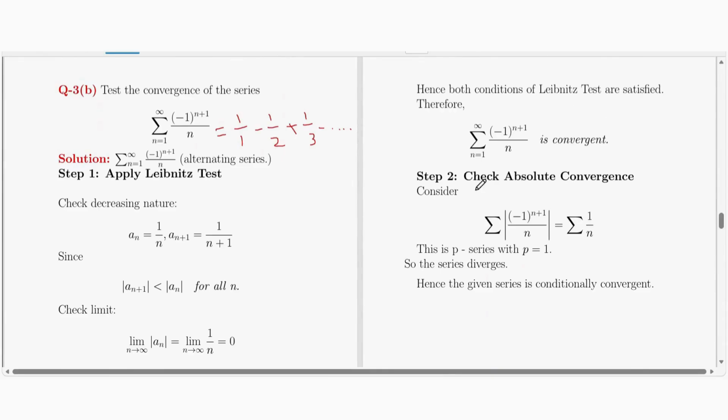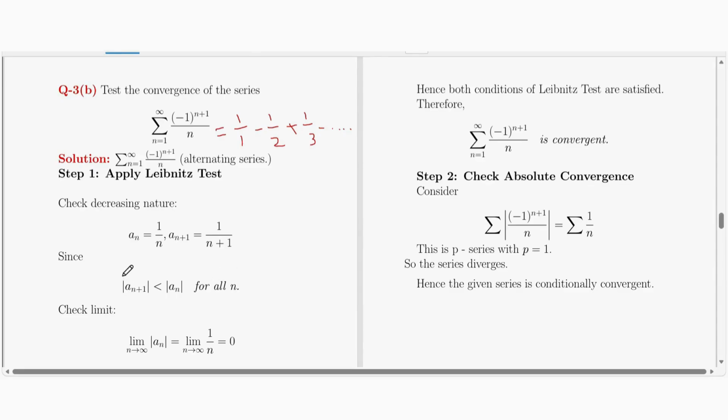Now here this is an alternating series, so that's why we apply the Leibniz test. First of all, find a_n. This series is of the form (-1)^(n+1) times a_n, so my a_n is 1 upon n. What is a_(n+1)? In the nth term, n is replaced by n plus 1, so we get a_(n+1) is 1 upon n plus 1.